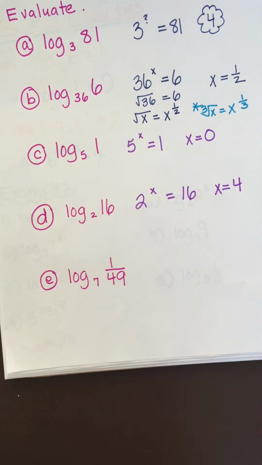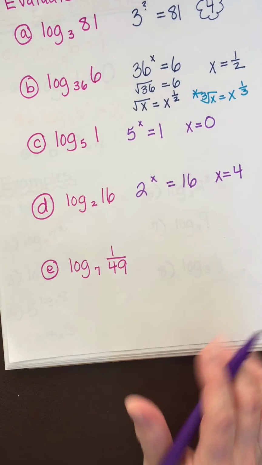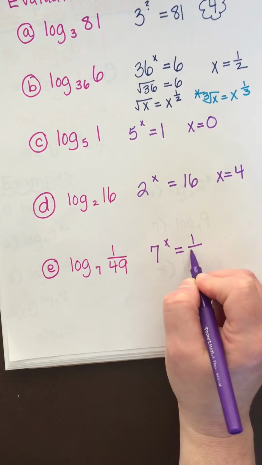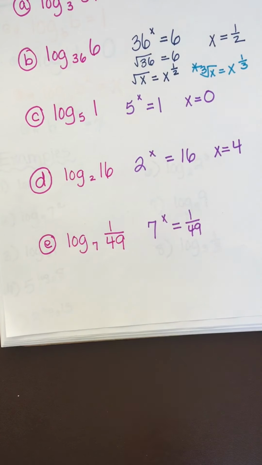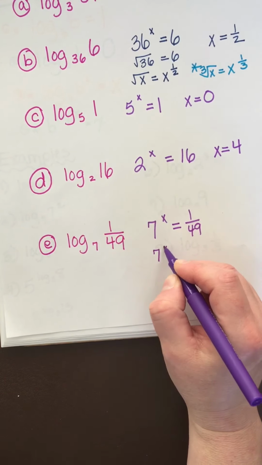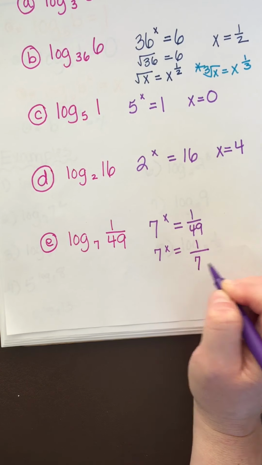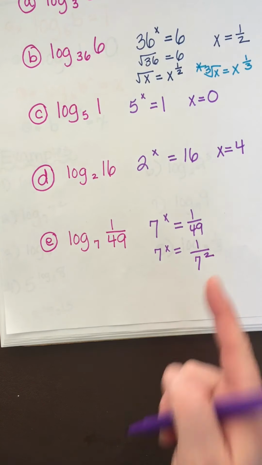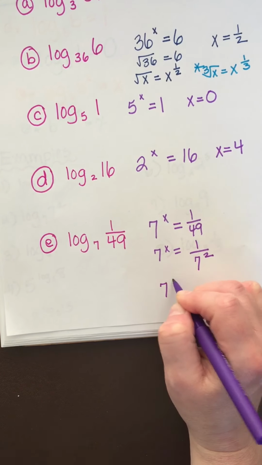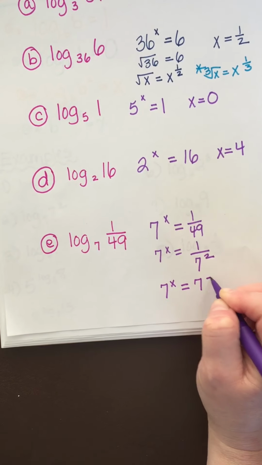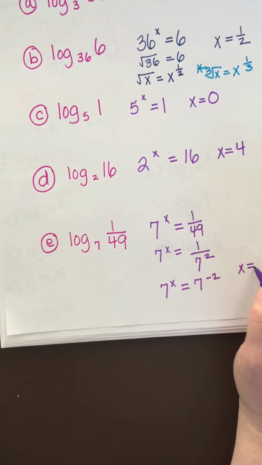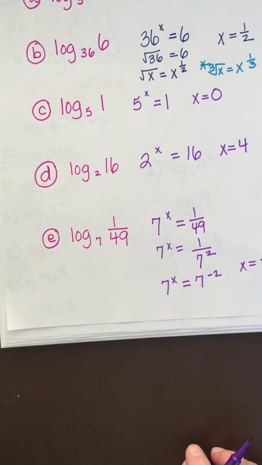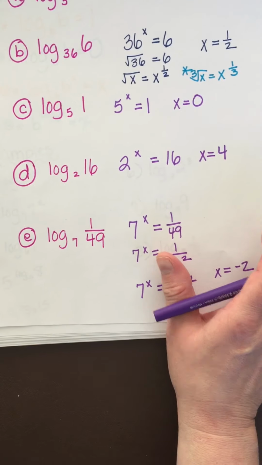The log base 7 of 1 over 49. Now, that's like saying 7 to the what is 1/49. And you may want to think of 1 over 49 as 1 over 7 squared. And what do we know about the exponent on bottom? I can move it up to the top, right? But what would happen to that 2? It would become negative. So x would equal -2. 7 to the -2 is 1 over 49. Whoops. All right.